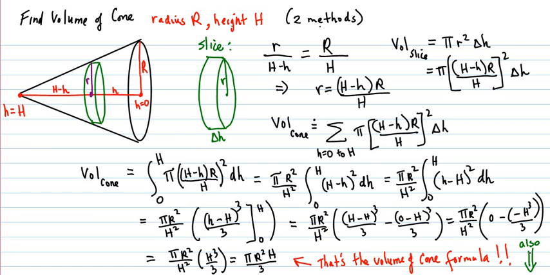This is a classic problem to find the volume of a cone of radius r and height h. I'm going to show two methods for how to do it. One where we don't use a coordinate system and one where we do.